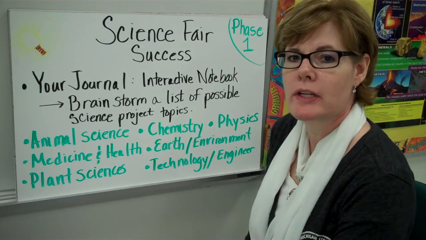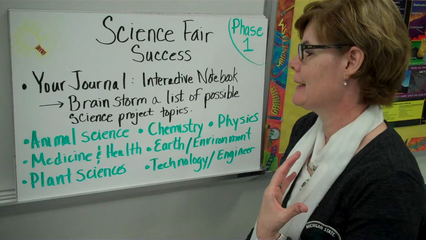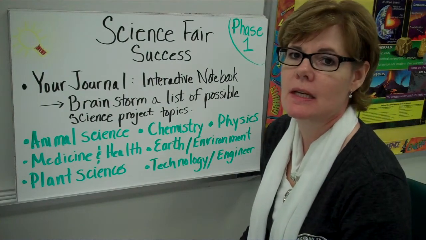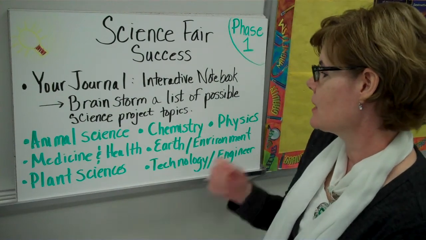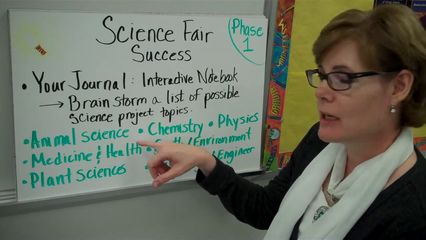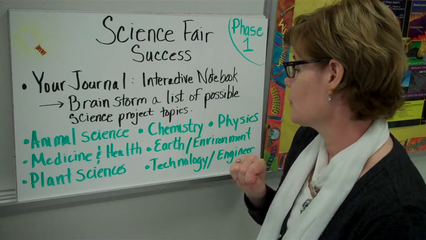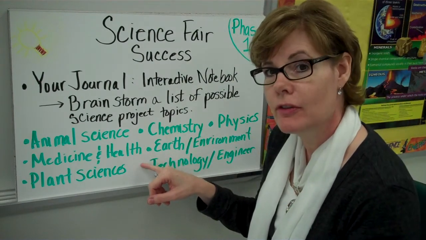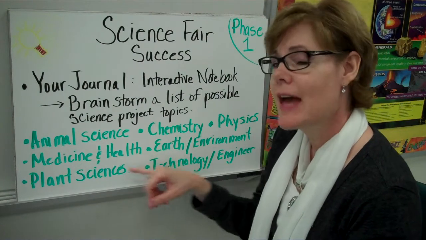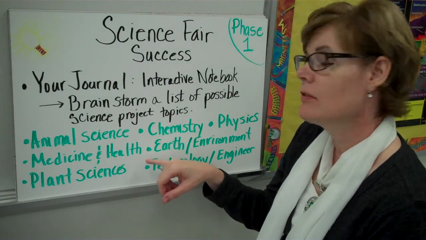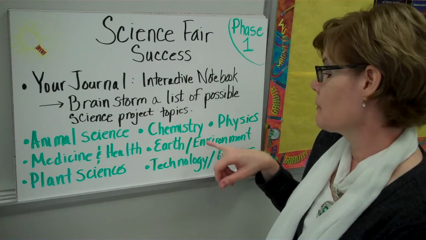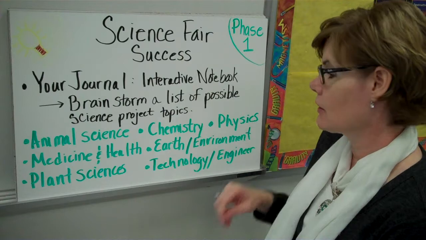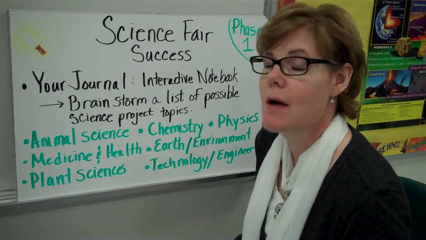The first thing you're going to want to do is brainstorm some ideas. So get a list of possible science project topics. Now, just to let you know some of the topics that you might be interested in: animal science, if you love animals, chemistry, physics, medicine and health. You may know someone in your family that works in medicine and health care. Earth and environmental science, plant science, technology and engineering. These are all really good topics.